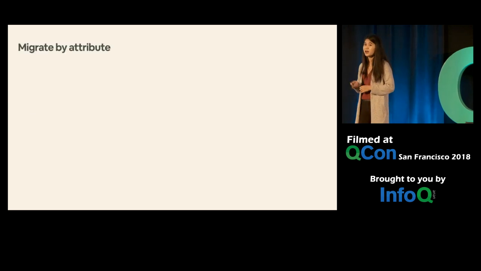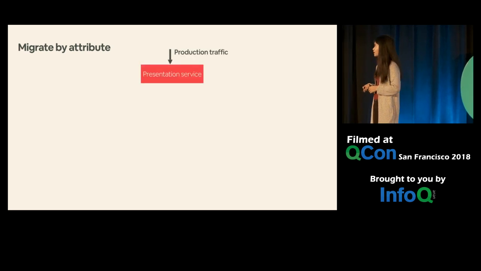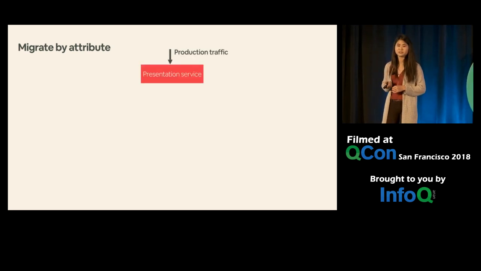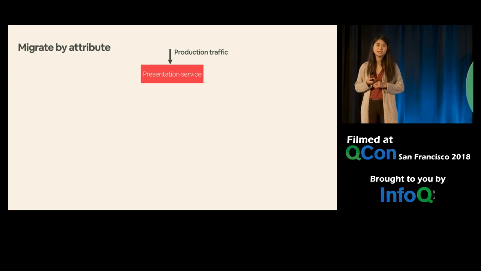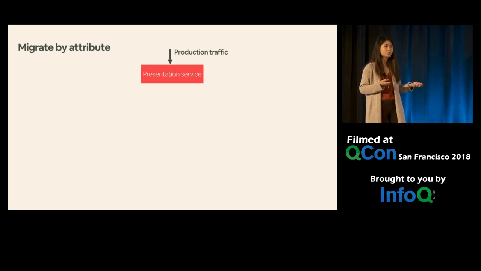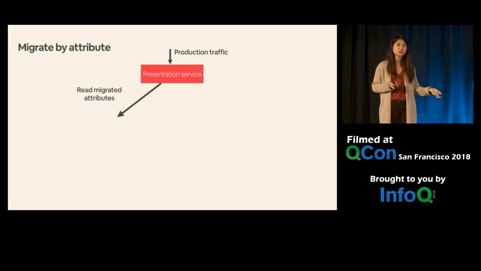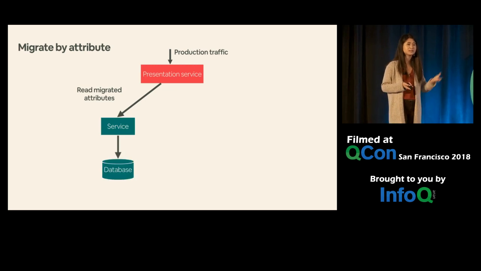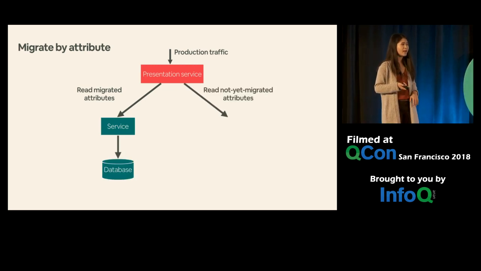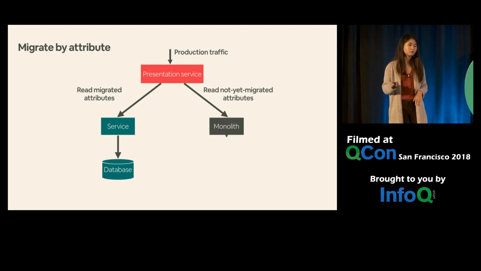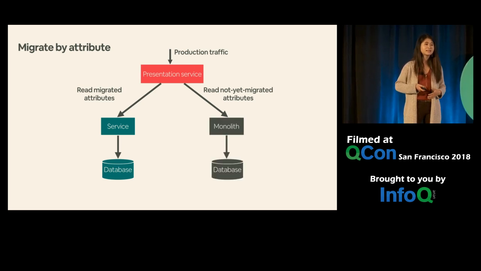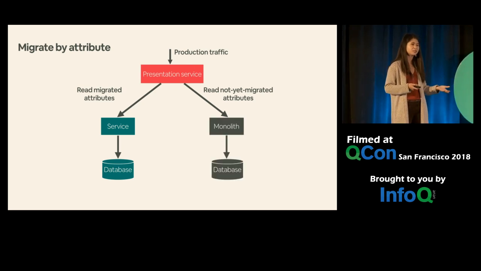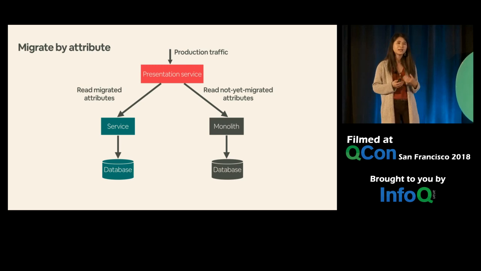We also migrate on a per attribute level. Say we have a presentation service and it accepts some production traffic. If it's interested in 10 attributes that it needs to show to the user, but say only 3 of them are ready, we'll get those 3 attributes that are already migrated into the SOA network, and then fetch the remaining 7 from Monorail. This allows all teams, including the presentation service, to get production traffic and have smaller change sets while they're building out their services.